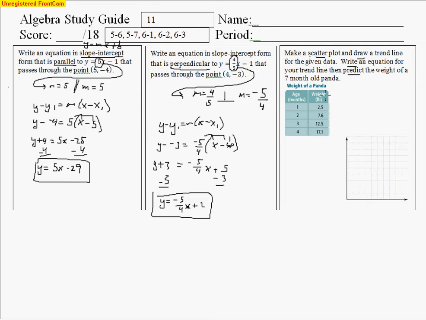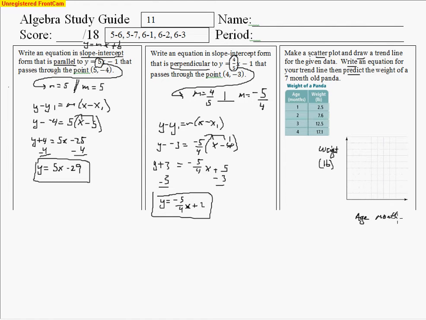First thing I would do, look at the information they give you, and let's draw the data. So before I can draw it, I need to figure out what's x and what's y. Well, looking at the problem, it's weight of a panda. It says age in months, weight over here. Well, which one depends on the other? Weight's going to depend on age, and so I'm going to put weight on the y-axis. So we'll call that weight, and it is in pounds. And then I've got the age of the panda in months.